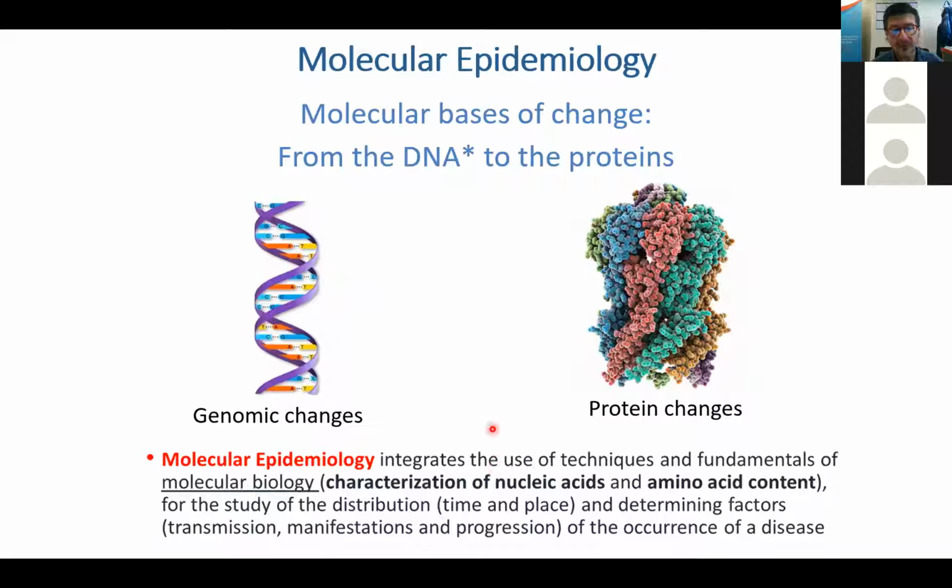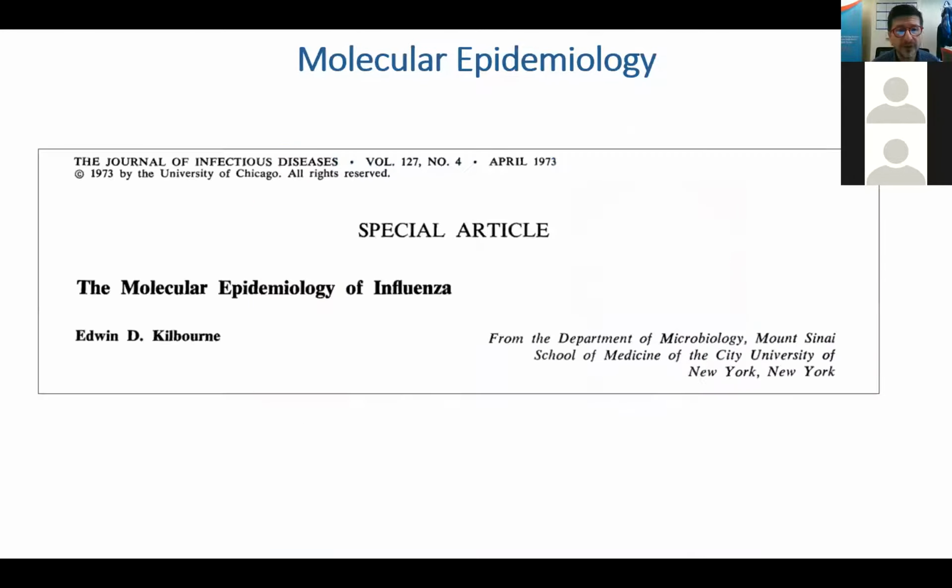Thus, as I said, what we're going to try to do in molecular epidemiology is integrate all these tools and fundamentals, allowing us to characterize the nucleic acids as well as the amino acids and proteins and how they can impact the study of epidemiology. And here, I think it's important to mention that though the concept of molecular epidemiology feels relatively new, and in recent years we began to exploit it more, it is important to understand that this is not really a new concept. This is something that we began to study many years ago.